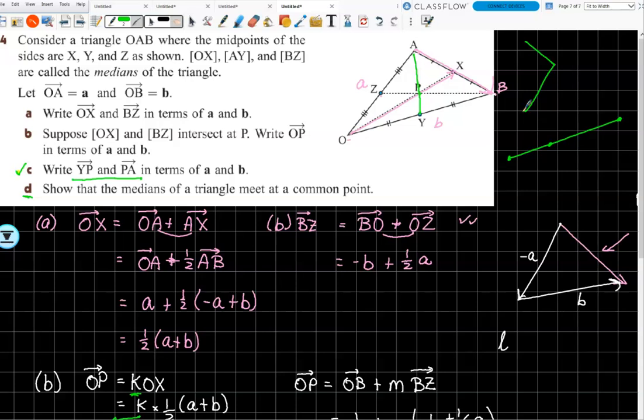As Tom said, it's going to be if this vector is a multiple of that vector, or that vector is a multiple of that one. Especially since you've got these things here, Y to P, P to A, so I would imagine one would have to be a multiple of the other. What's a median? The medians are these from a vertex to the midpoint.